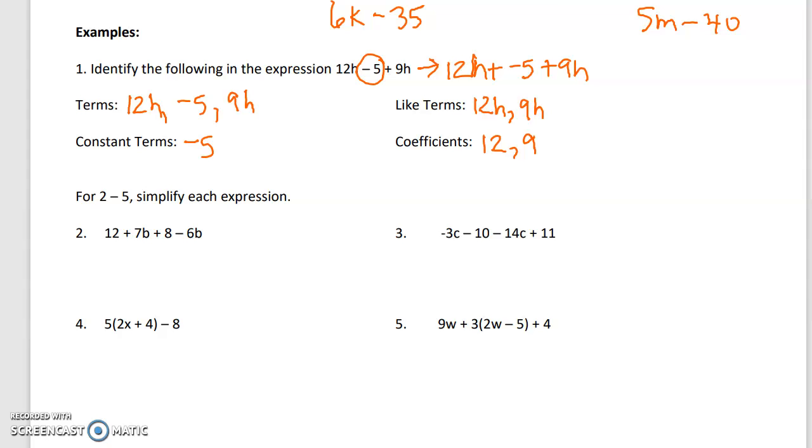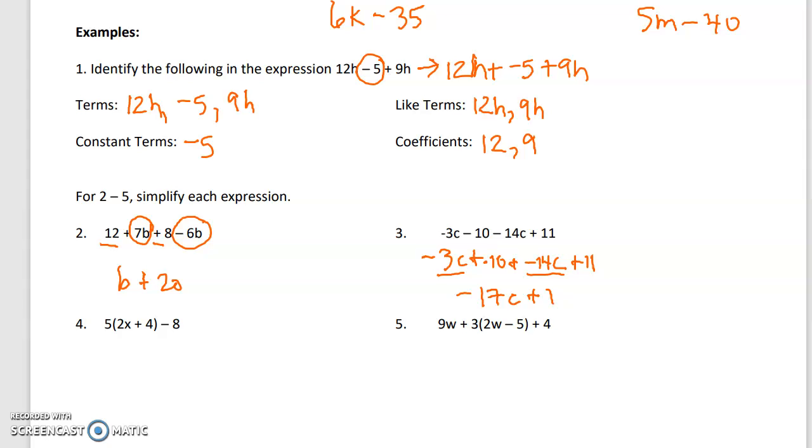For simplifying, question number 2, my like terms are my 7b, and this is a negative 6b. So I have 1b, or just b, and then 12 plus 8 is 20. So that is b plus 20. Over here, I really want to highlight this. Negative 3c plus negative 10 plus negative 14c plus 11. So I have a negative 3c and a negative 14c, that is negative 17c. Negative 10 plus 11 is 1. So I have negative 17c plus 1.